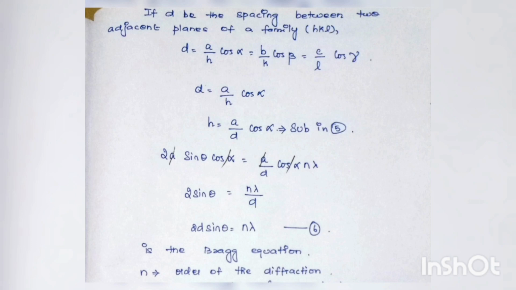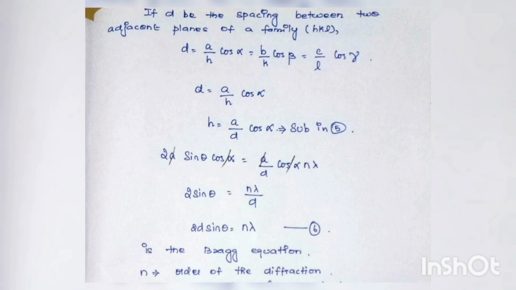Let us now consider d be the spacing between two adjacent planes of the hkl family. Therefore, d is equal to a by h into cos alpha, which is equal to b by k into cos beta, and c by l into cos gamma. The above equations have been obtained from a crystal structure. In a cubic d spacing, that is 1 by d square is equal to h square plus k square plus l square divided by a square plus b square plus c square.